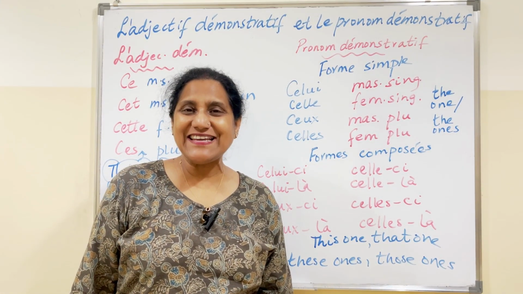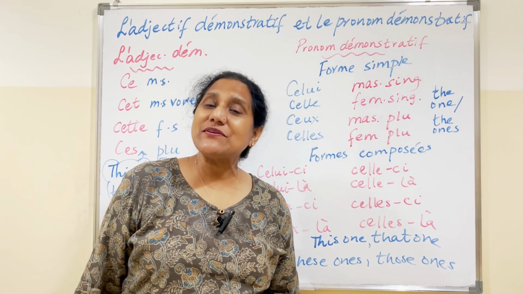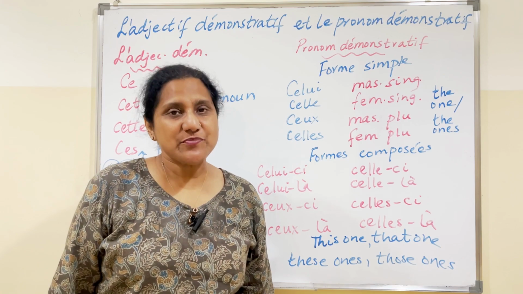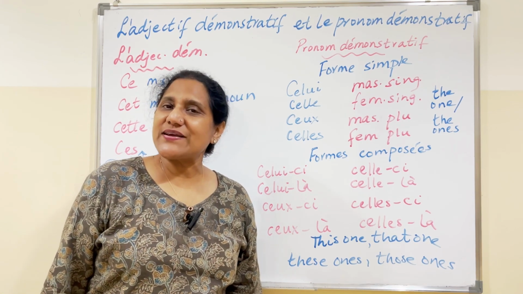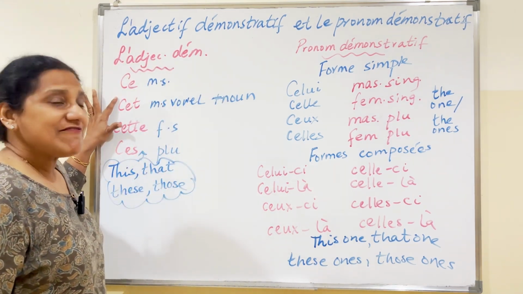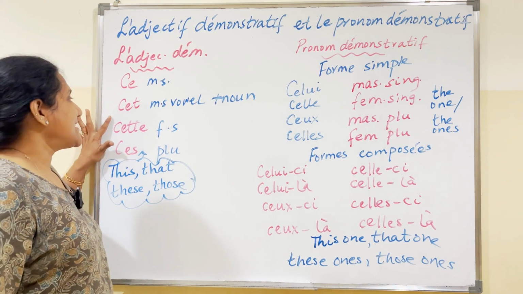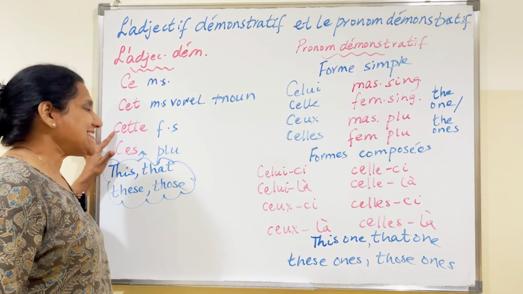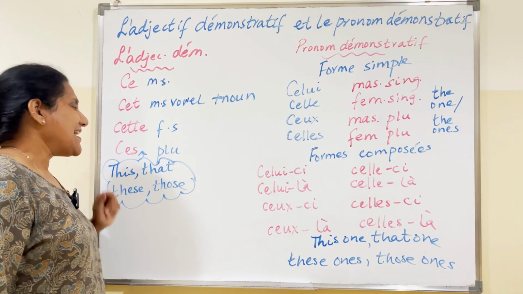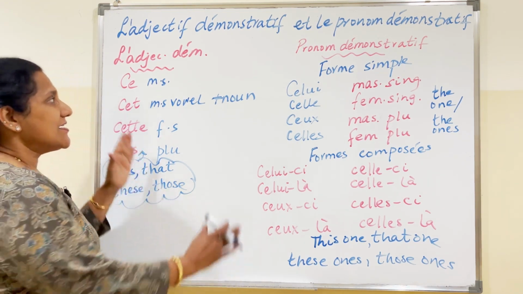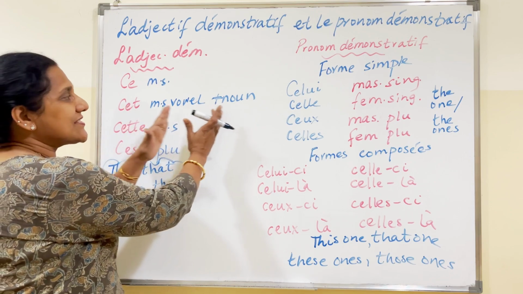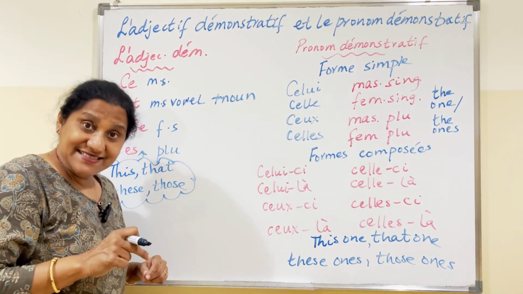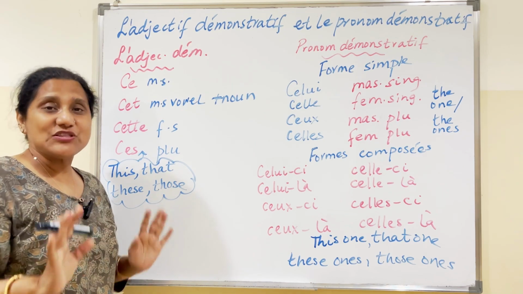Let's enjoy learning French. Today we are going to learn demonstrative adjectives and demonstrative pronouns. What are my demonstrative adjectives? CE for masculine singular, CET for masculine singular beginning with vowels, CETTE for feminine singular, and CES for plural. So we have the demonstrative adjective plus the nouns. What does it mean? It means this, that, these, those.